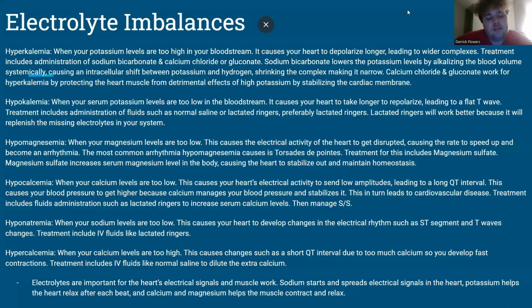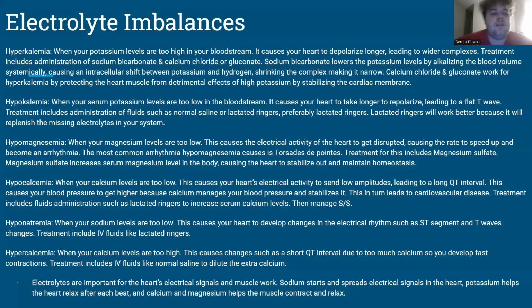Moving on, this is the one I added a lot to. This is electrolyte imbalances. I feel this is, in my opinion, one of the most important ones you need to know. So we have hyperkalemia, hypokalemia, hypomagnesemia, hypocalcemia, hyponatremia, and hypercalcemia. These are the 6 that I've seen in the field. I haven't seen anything else.